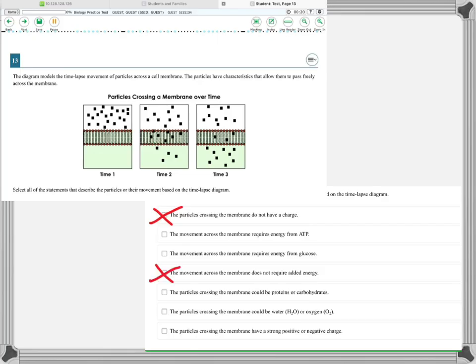The particles crossing the membrane could be proteins or carbohydrates. Well, those are big particles, so I don't think so. Particles crossing the membrane could be water or oxygen. Yeah, absolutely, because those are small. They can diffuse right straight across the membrane. And then this last one, the particles crossing the membrane have a strong positive or negative charge. No, they're not ions. We already said that. So those are the only three that are true.